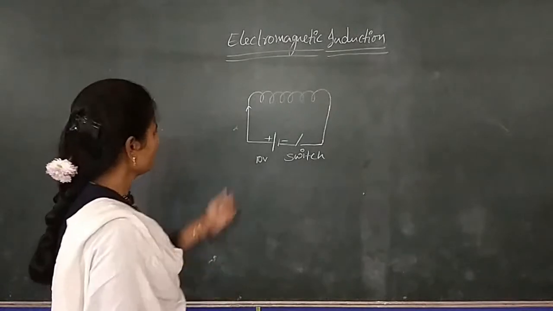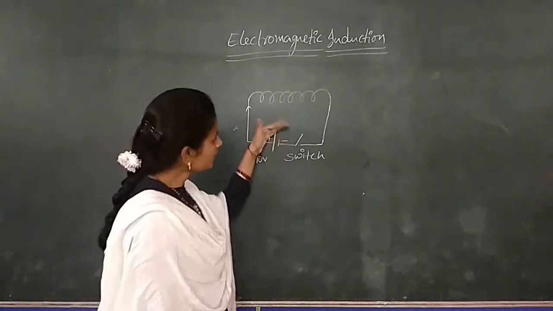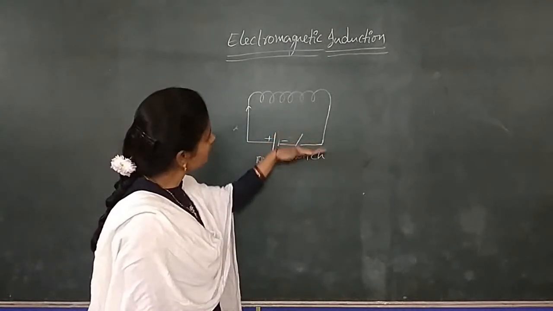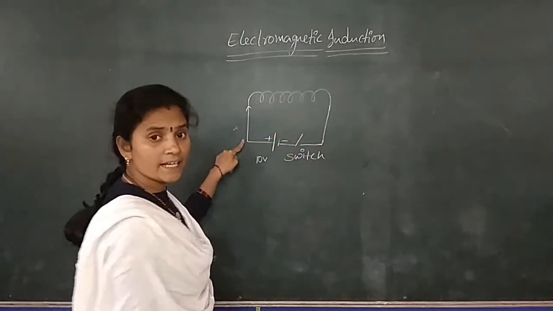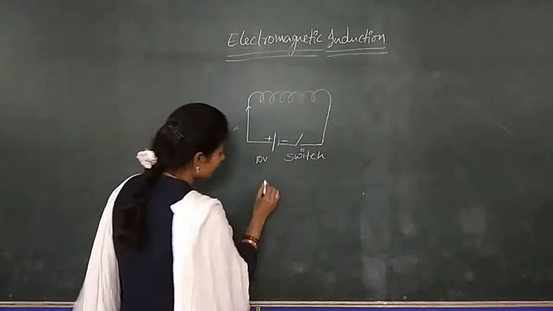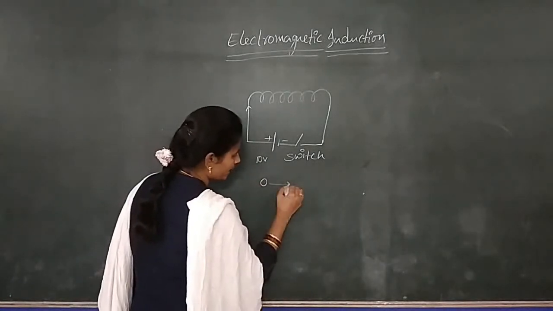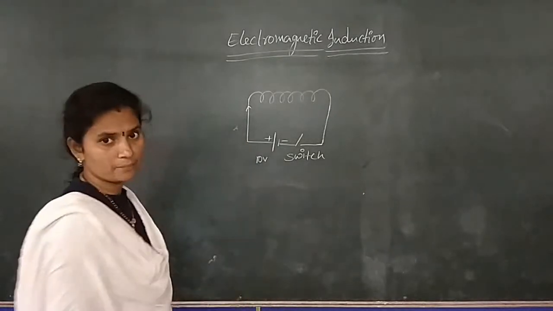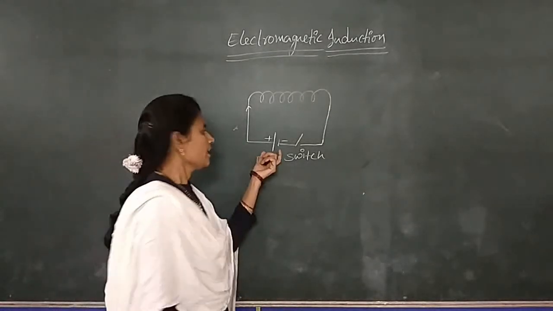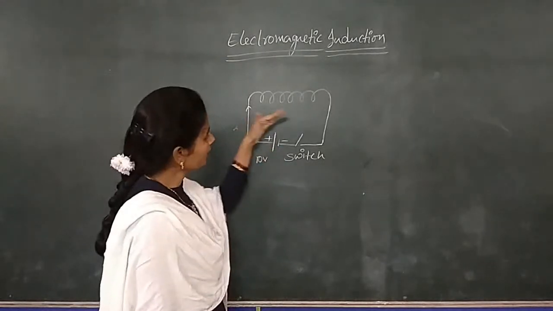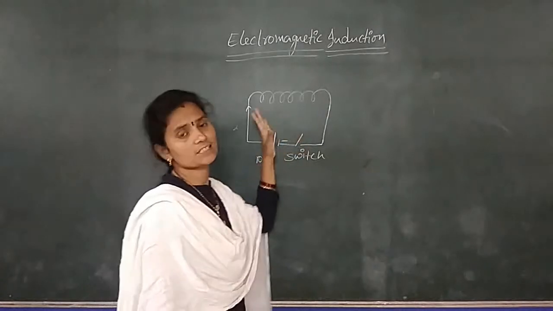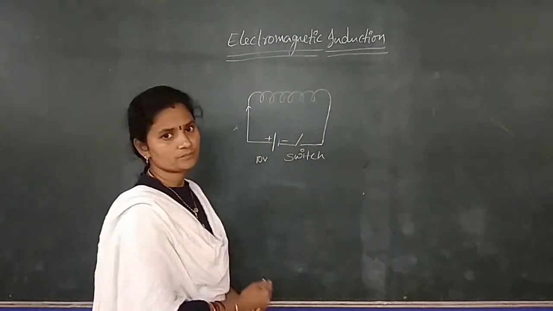Here, first of all, whenever the switch is closed, the current increases from 0 to 1 ampere, 2 amperes, 3 amperes, and so on. So whenever we close the switch, the current does not show up suddenly.